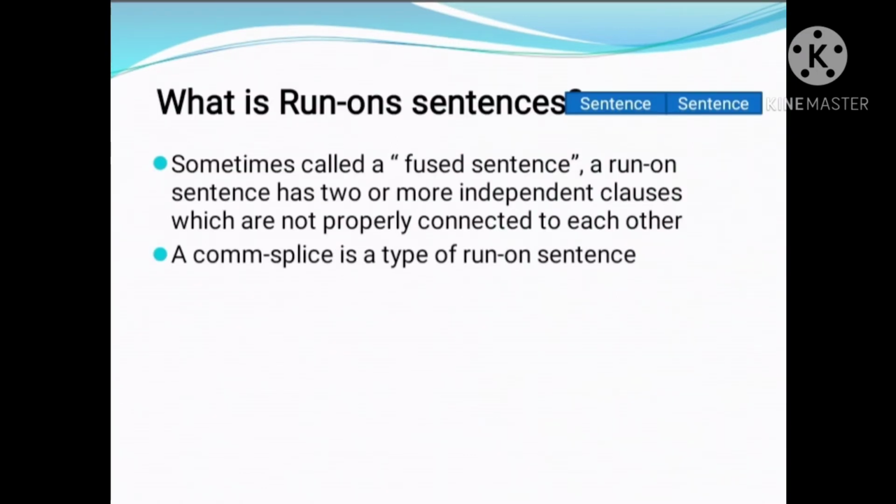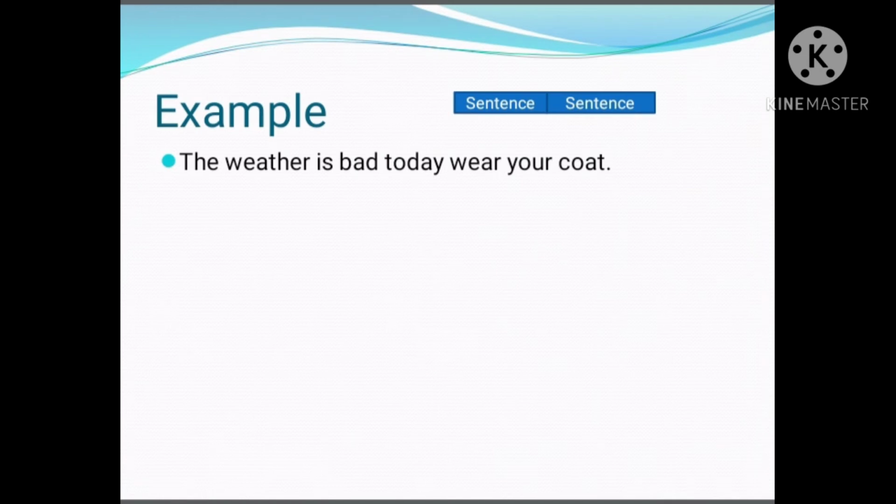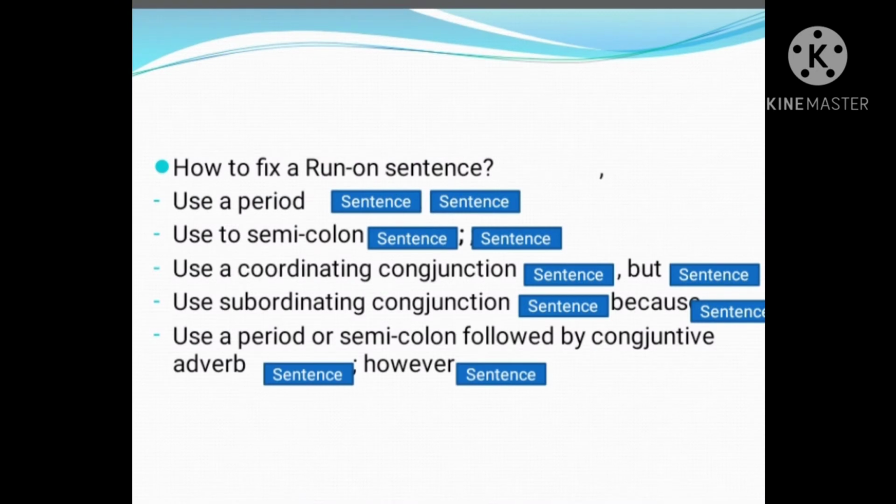Okay, for this part, I will explain about run-on sentences. What is a run-on sentence? Sometimes a run-on sentence is called a fused sentence. A run-on sentence has two or more independent clauses which are not properly connected to each other. A comma splice is a type of run-on sentence. For example, the weather is bad today. Wear your coat. How to fix a run-on?